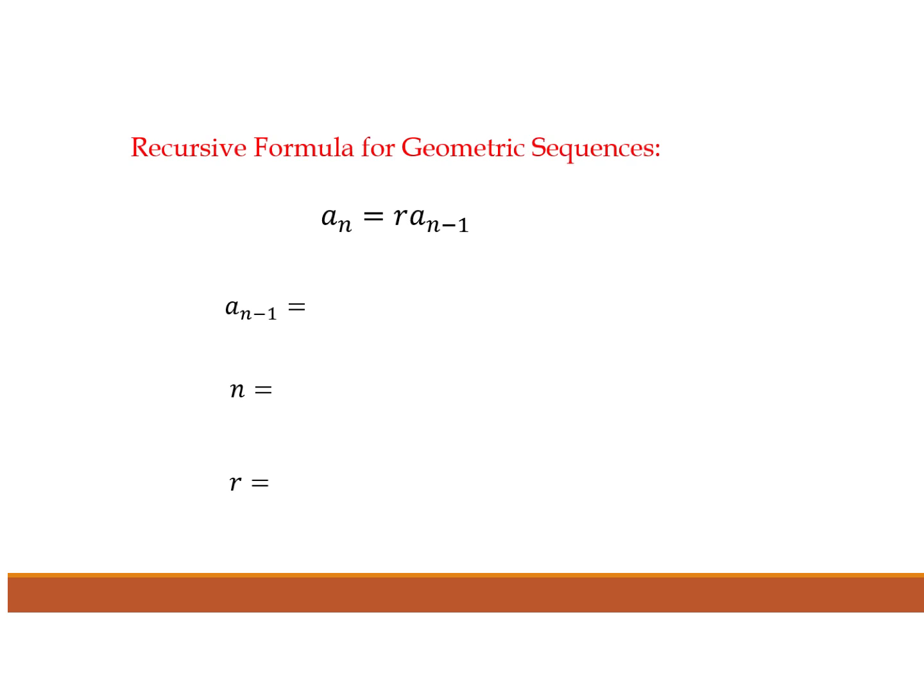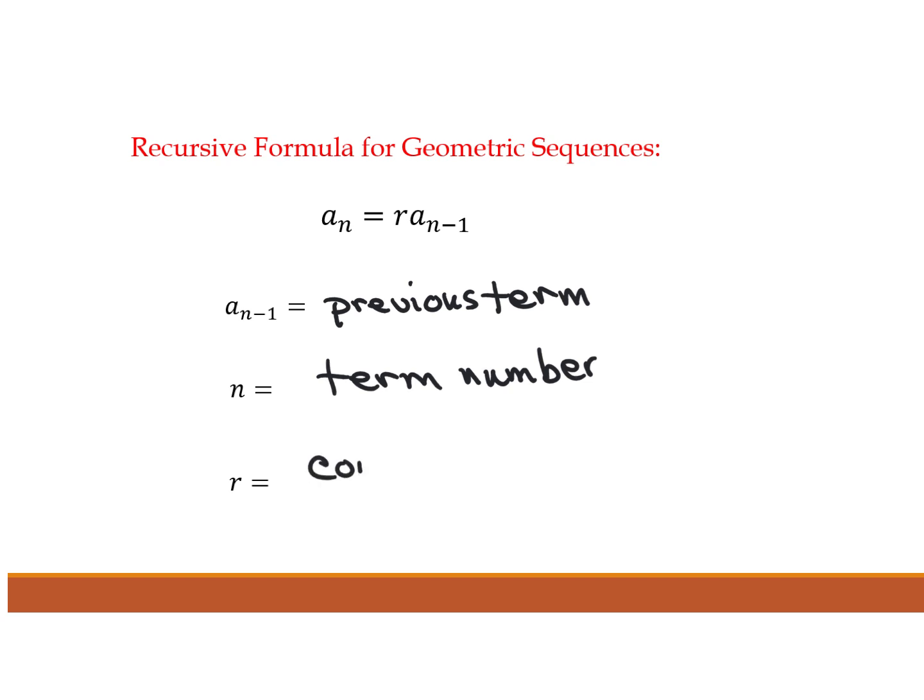All right, remember from arithmetic sequences that the recursive formula is using your previous term, and the previous term in this formula is represented by a sub n minus 1. So this is going to be your previous term. n is going to be the term number, and r is going to be that common ratio.